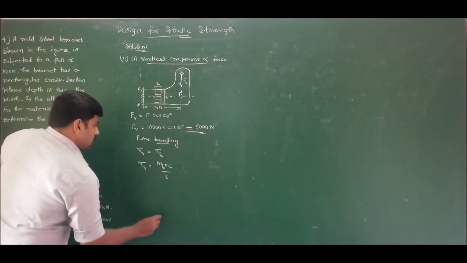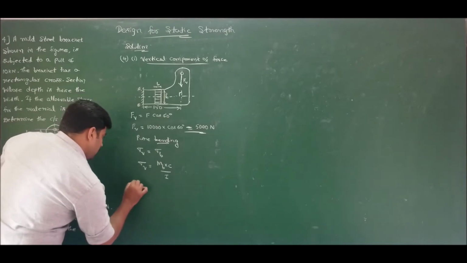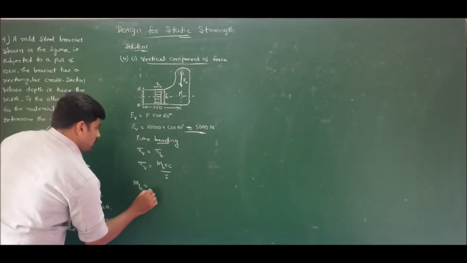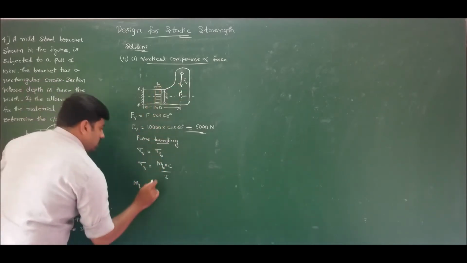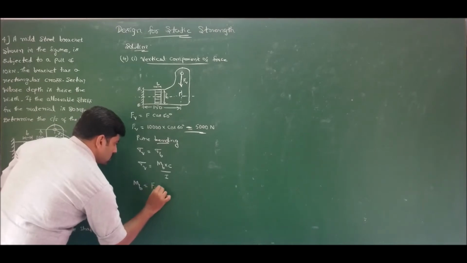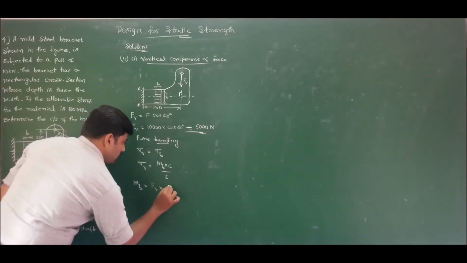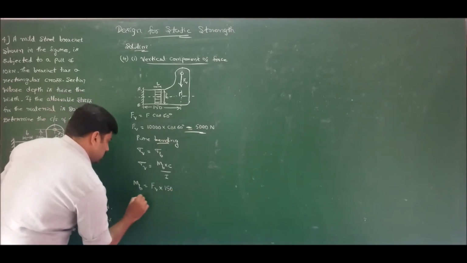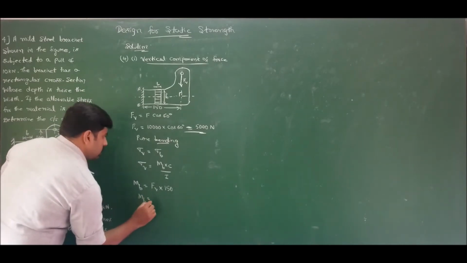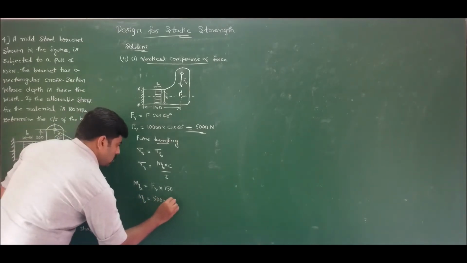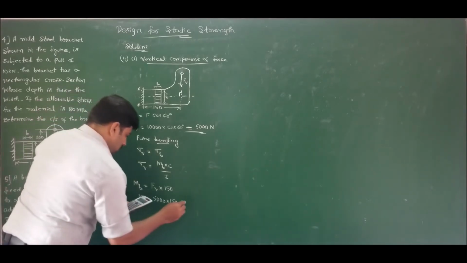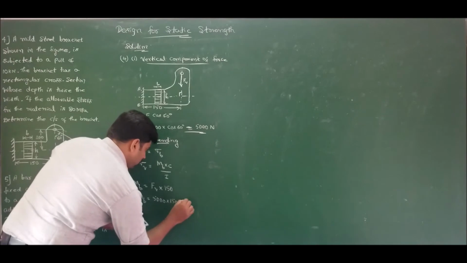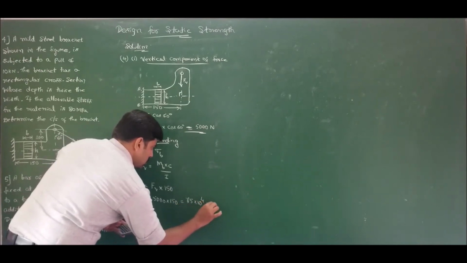So if I do calculations, I will get Mb as force into distance from fulcrum. Force is already known, Fv, into distance, which is 150 mm given for us. So therefore, Mb will be equal to 5000 into 150, which is turning out to be 75 into 10 to the power of 4 Newton millimeters.